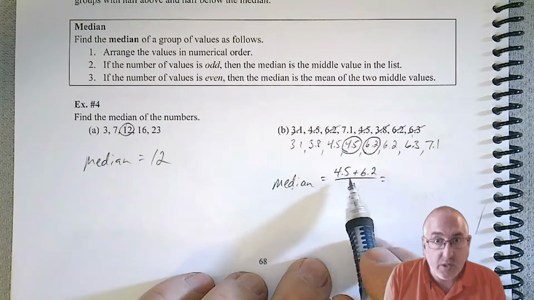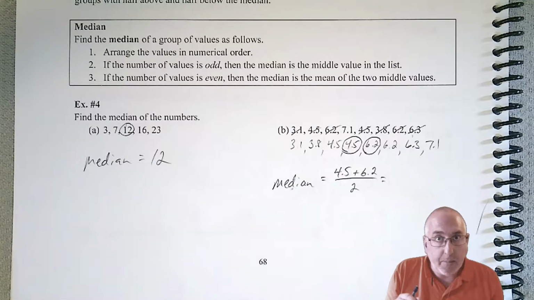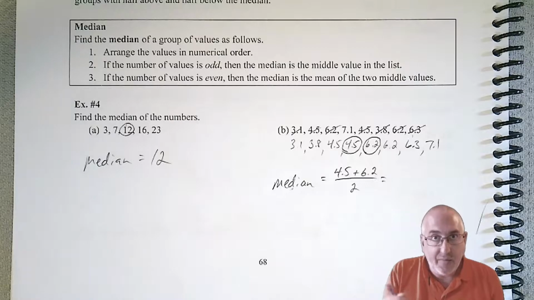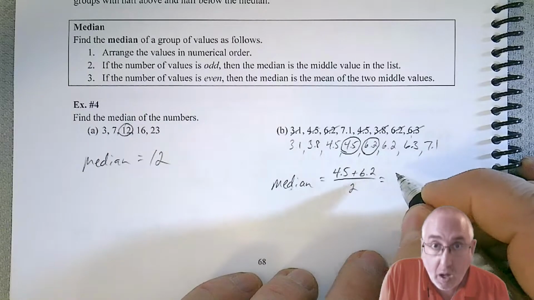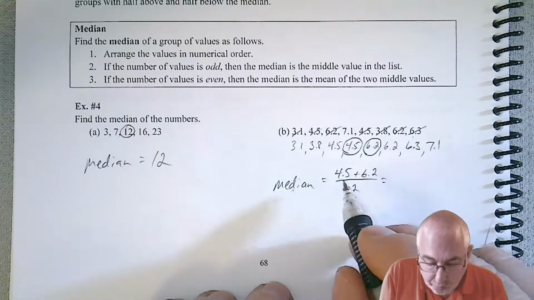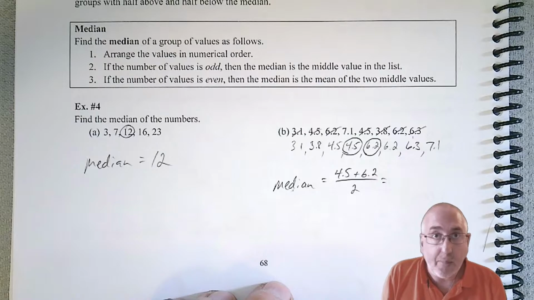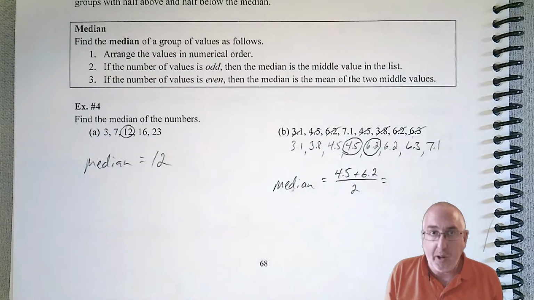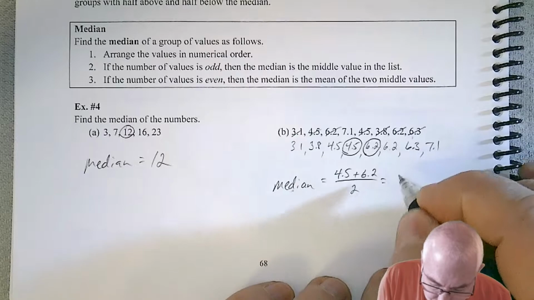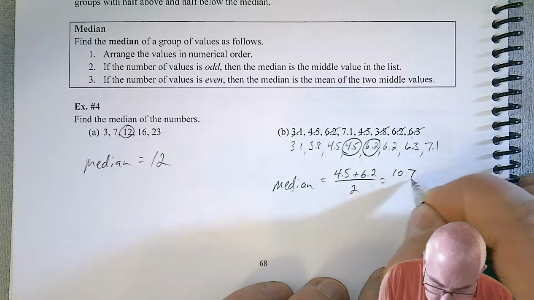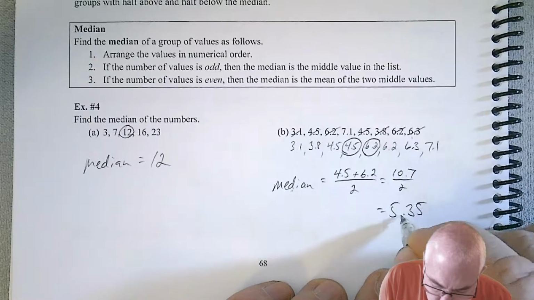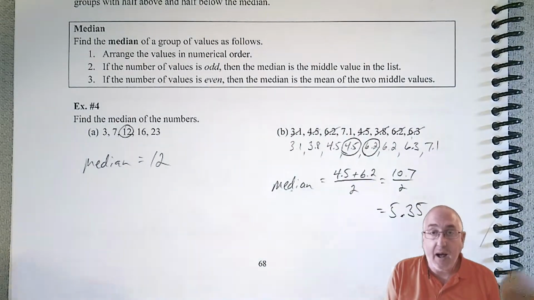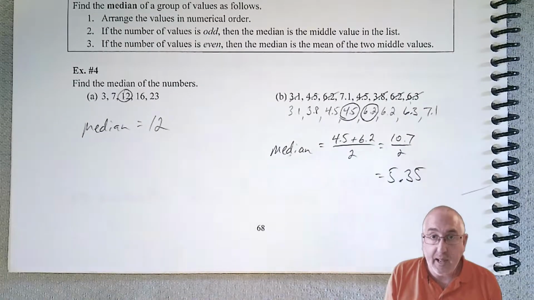If you want it to add those numbers, you can do it in 2 separate steps. Add the numbers, equals, get that result, and then divide that answer by 2. That's the safest way to do it. Otherwise, you can use parentheses. If you use parentheses around the 4.5 plus 6.2, then you can type it all on one line. But if you're not sure, just do it in 2 separate steps. So 5.35 should be your median in that case.